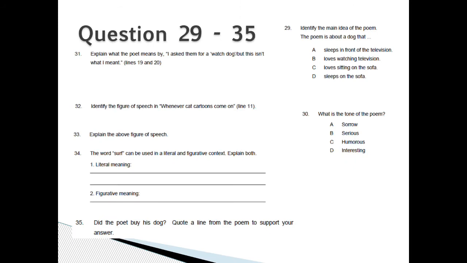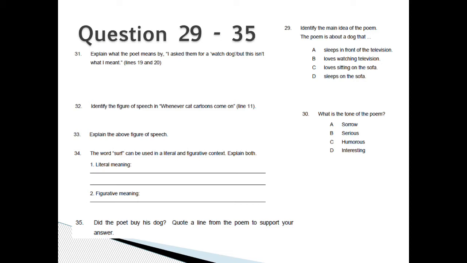Questions 29 to 35. Question 29. Identify the main idea of the poem. The poem is about a dog that A. sleeps in front of the television, B. loves watching television, C. loves sitting on the sofa, or D. sleeps on the sofa.